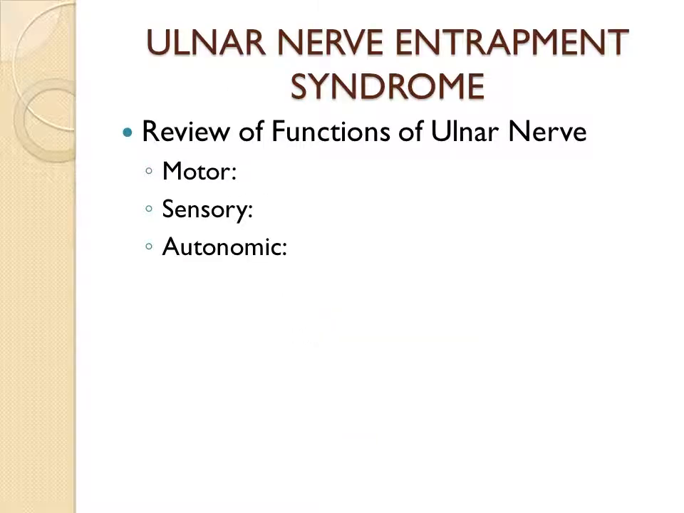Okay, so let's review now some of the functions of the ulnar nerve. And like the radial nerve, the ulnar nerve has the three main types of function. It has motor function, has sensory function, and then, of course, it also has autonomic function. So let's talk about the major functions here of the ulnar nerve.